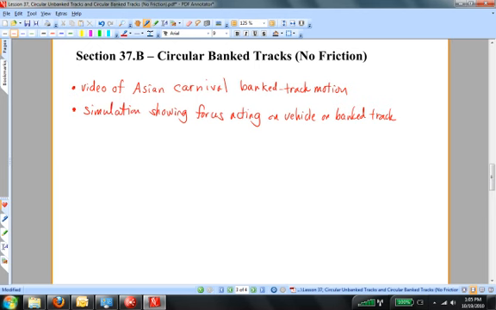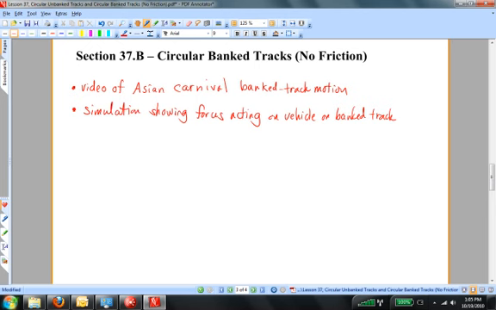In other words, if I think of my car on the track, if I'm not moving at all, then static friction would keep me from sliding down the hill. On the other hand, if I were moving too fast, I would tend to slide up the hill, and static friction would hold my car in the road.